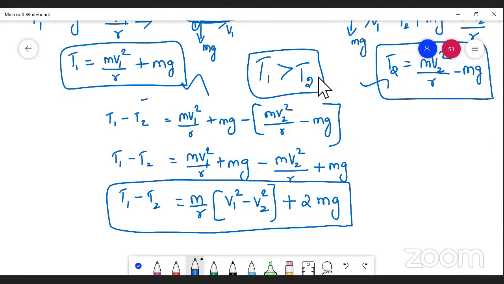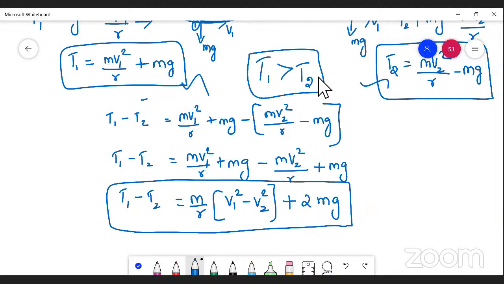Point 1 is the lowest point. T2 is the tension at the highest point, point 2. So the tension difference T1 minus T2 is equal to m by r of v1 square minus v2 square, plus 2mg.